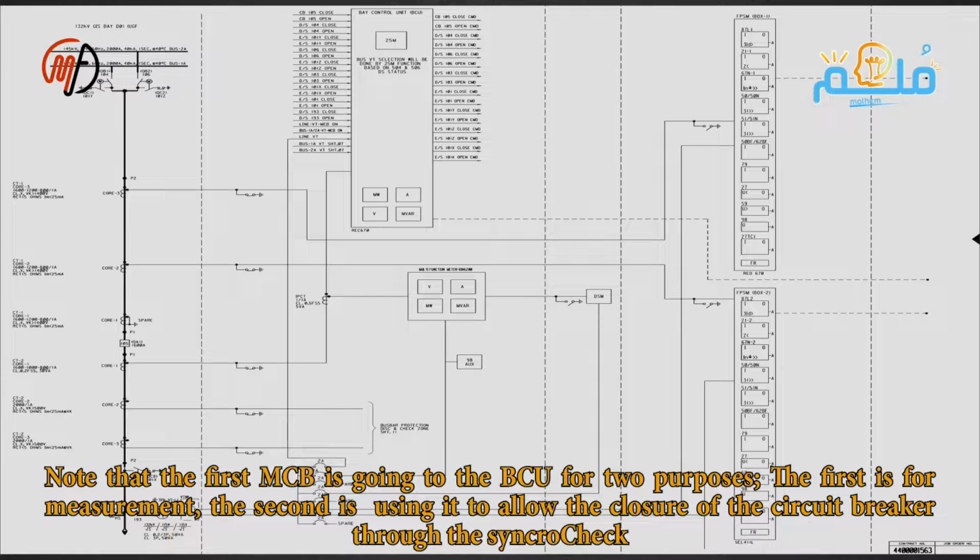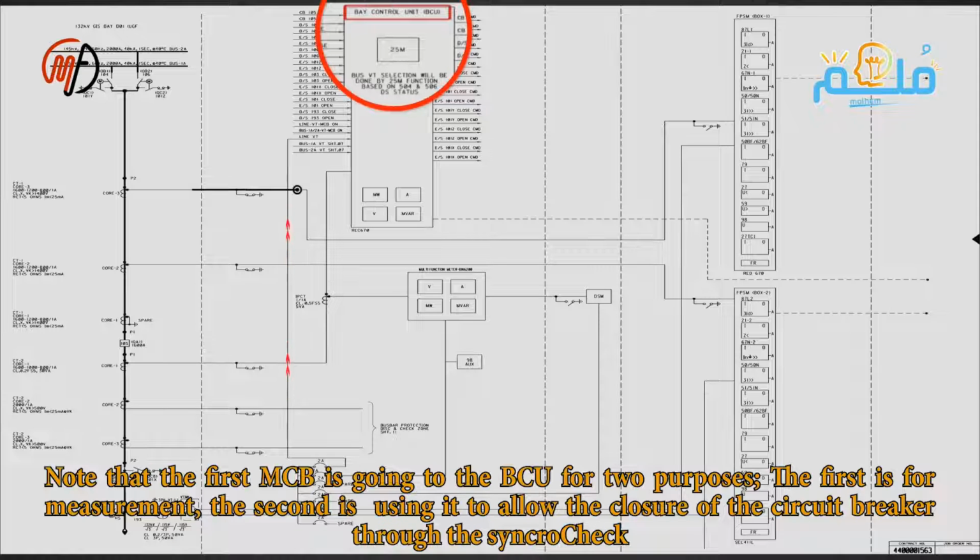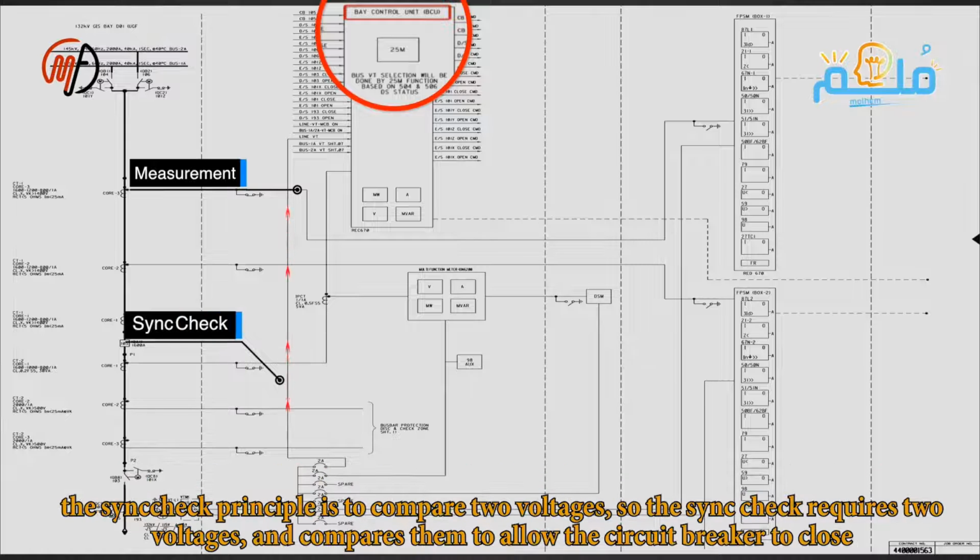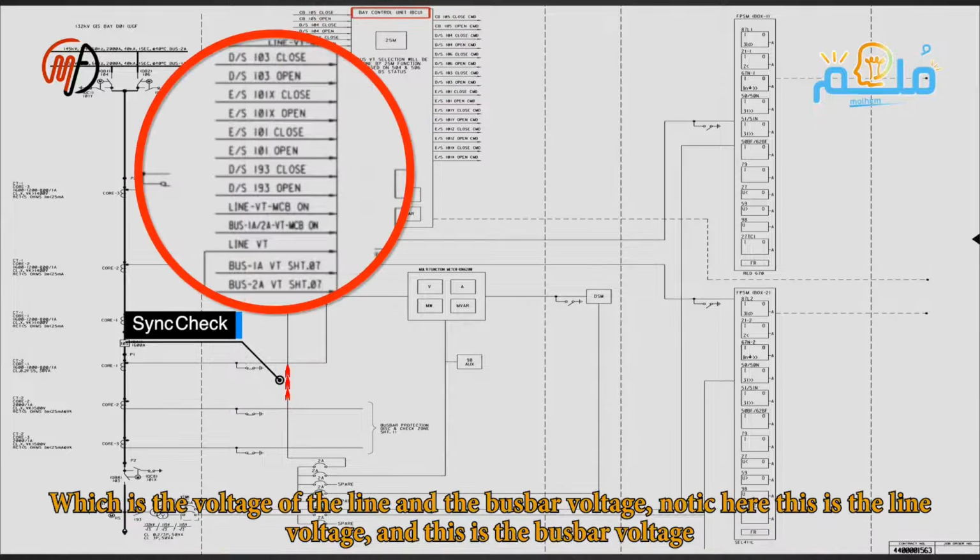We notice that the first MCB goes to the PCU for two purposes. The first is for measurement, and the second is to allow the circuit breaker to close through the synchro check. The principle of its operation is to compare voltages, so the synchro check needs a voltage check to compare them and allow the circuit breaker to close, which involves checking the line voltage and the busbar voltage. Notice here the line voltage and here the busbar voltage.